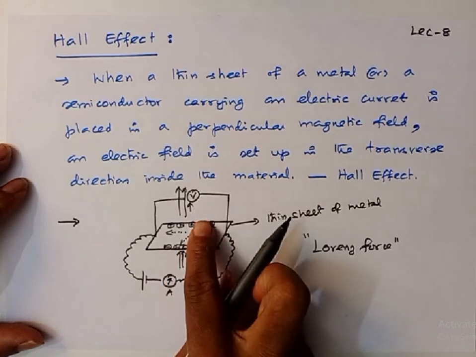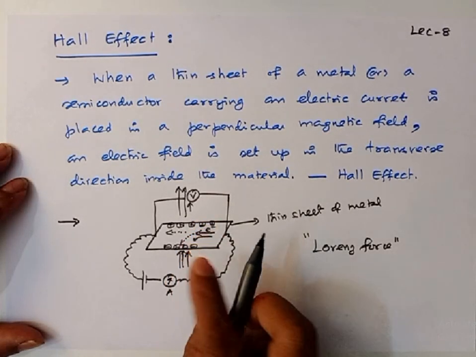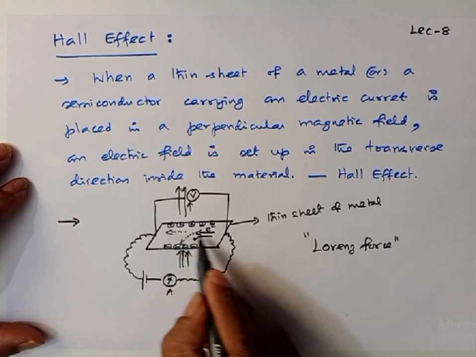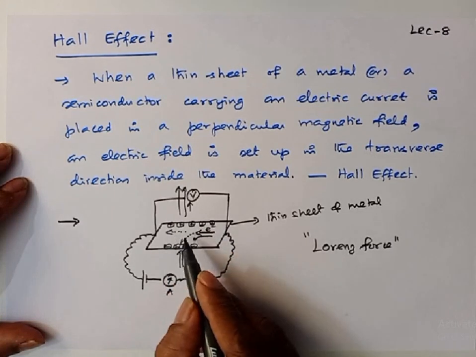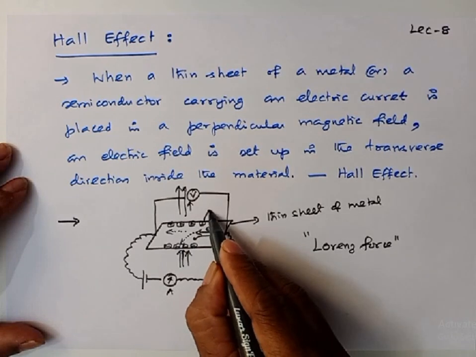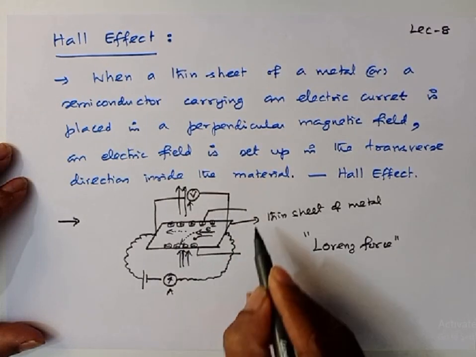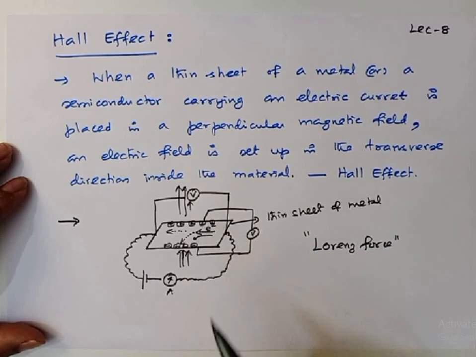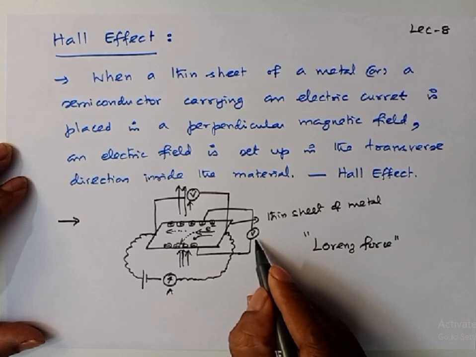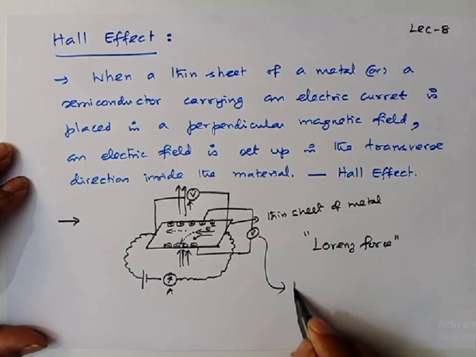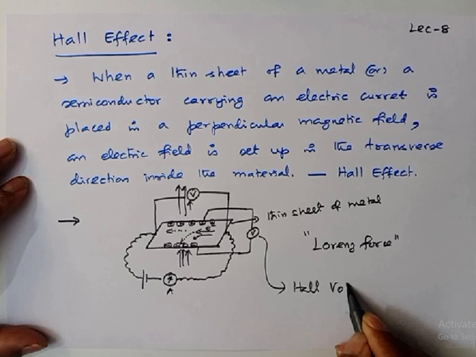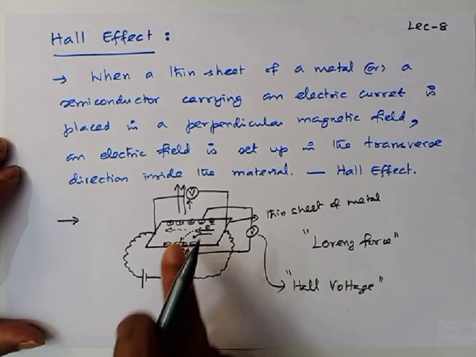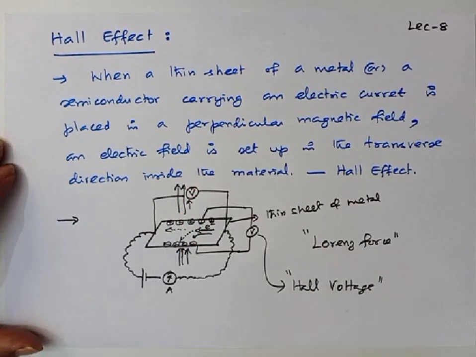Because of this, there is a development of potential in the perpendicular direction to the direction of the electric field. Now let me connect a wire here and a voltmeter across this direction, and I'll measure voltage. This voltage is what we call the Hall voltage. This effect is what we call the Hall effect.